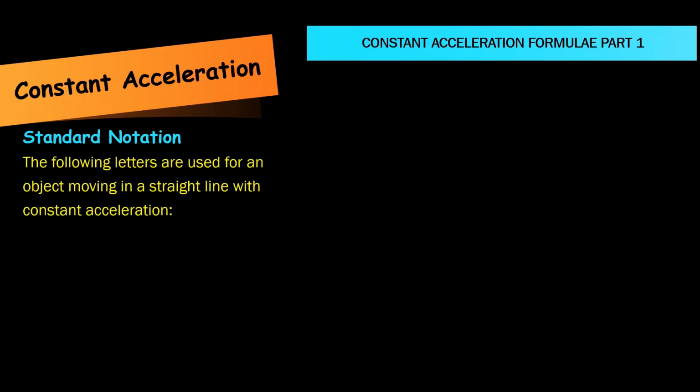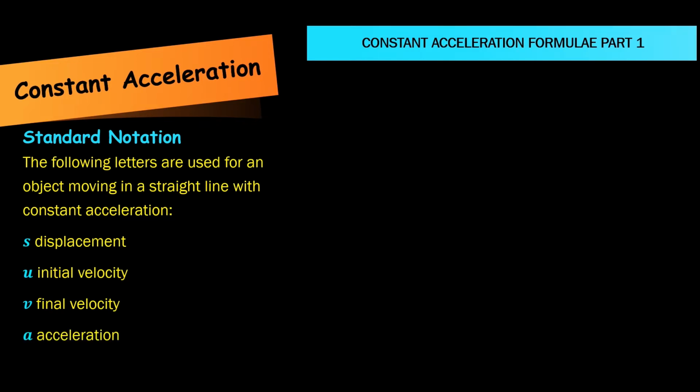Let's begin by looking at some standard notation. The following letters are used for an object moving in a straight line with constant acceleration. So S represents displacement, U the initial velocity, V the final velocity, A the acceleration, and T the time taken.